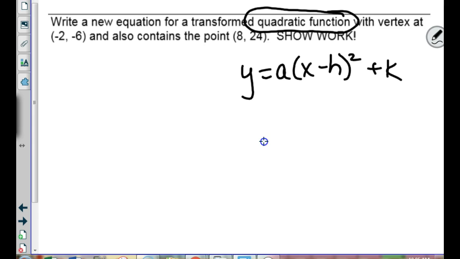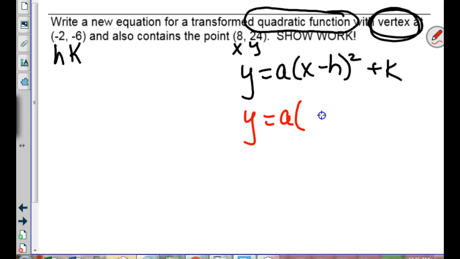So where's this one have a vertex at? Okay, some of you struggled because you didn't put the right point in the right place. The vertex is H and K, right? The other points you're going to put in eventually as an X and a Y. I'm going to do it in 2 separate steps so you're not confused. If I put in this for H and K, it'll be X plus 2 squared minus 6.